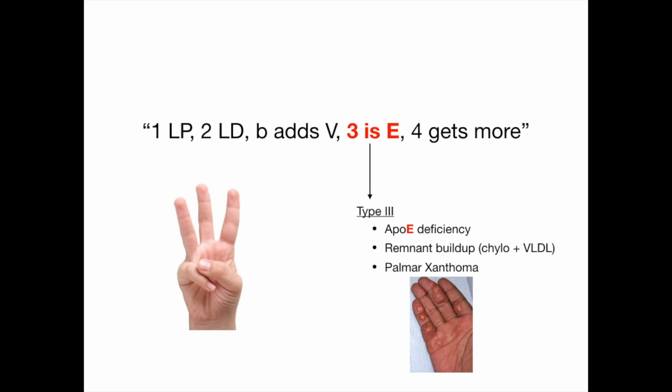And the reason that it's a hand is because you get palmar xanthomas, right? You get xanthomas on the hand. So remember the number 3, someone giving you the number 3, that should remind you of the palm for palmar xanthomas. Okay, so now let's look at the chart.